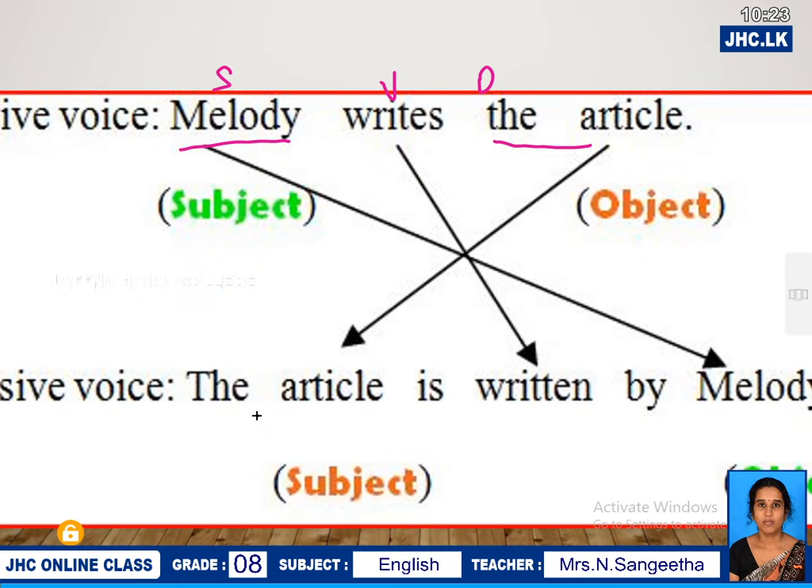Check whether it is singular or plural. It is singular and simple present tense. So you have to use is. The be verbs used for simple present tense are am, is, and are. Here the article is singular, so you can use is. The article is. The past participle of the main verb write is written. You have to memorize the past participle of the irregular verbs. This is an irregular verb. The article is written by Melody.